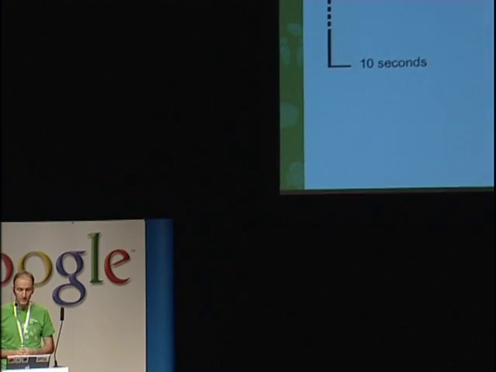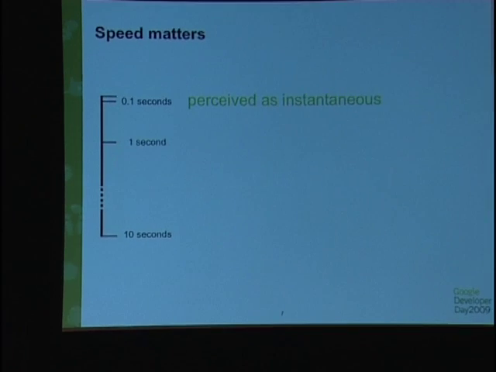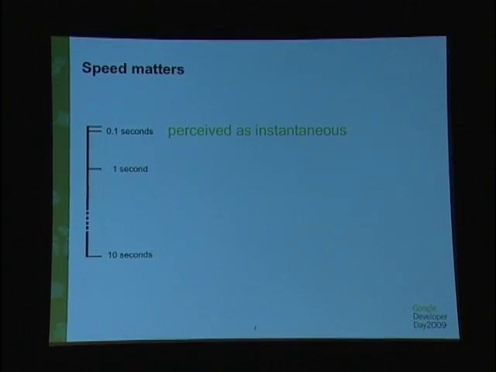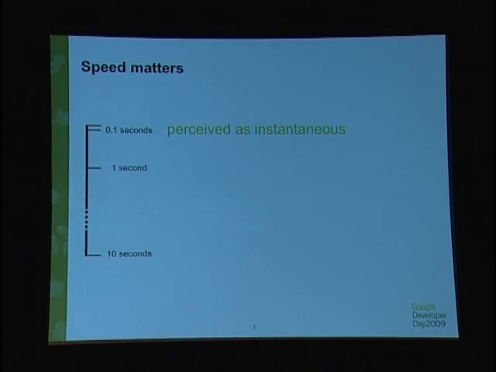Now, why does speed matter? If we just look at the way humans perceive changes in the world around them, we discovered that about 100 milliseconds is the shortest amount of time that a user can perceive a change. So if something happens faster than 100 milliseconds, we see it as instantaneous. It just happened. As soon as it's longer than about 100 milliseconds, you can start to detect the change. There's a short delay when you click on something before something else happens. So you always want to keep any user interaction under 100 milliseconds.